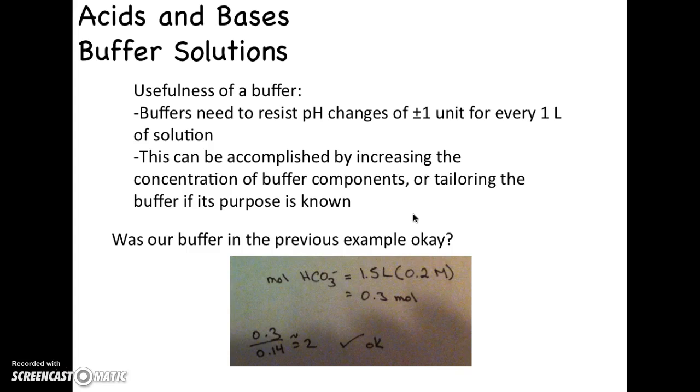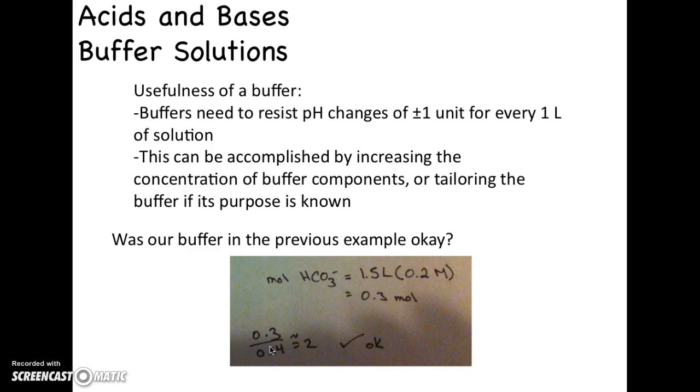Now, going back to our previous example, do we actually make a good buffer? Would it resist those pH changes? If you look at the moles of our acid here, you can calculate it out knowing what our volume was. And you find that we had 0.3 moles of acid in solution. And then this came out in our calculations: 0.14 moles of our conjugate base salt is being added in. So if you divide one by the other, you get about 2.